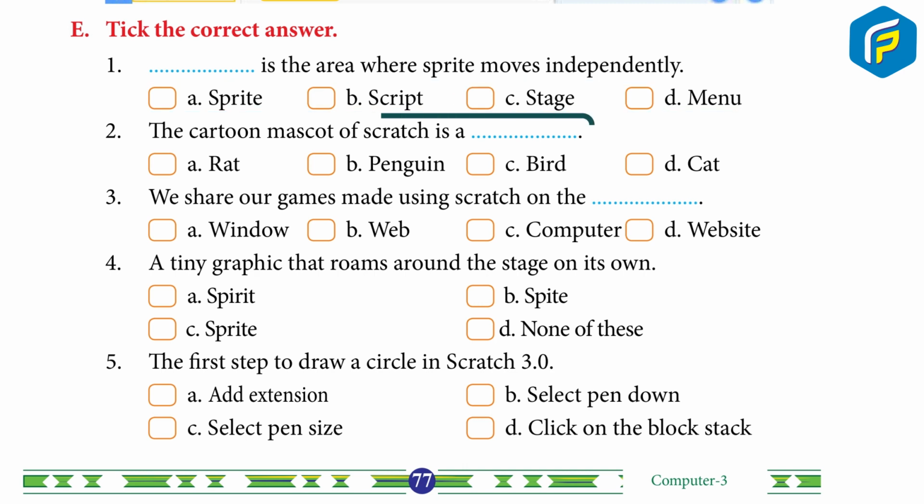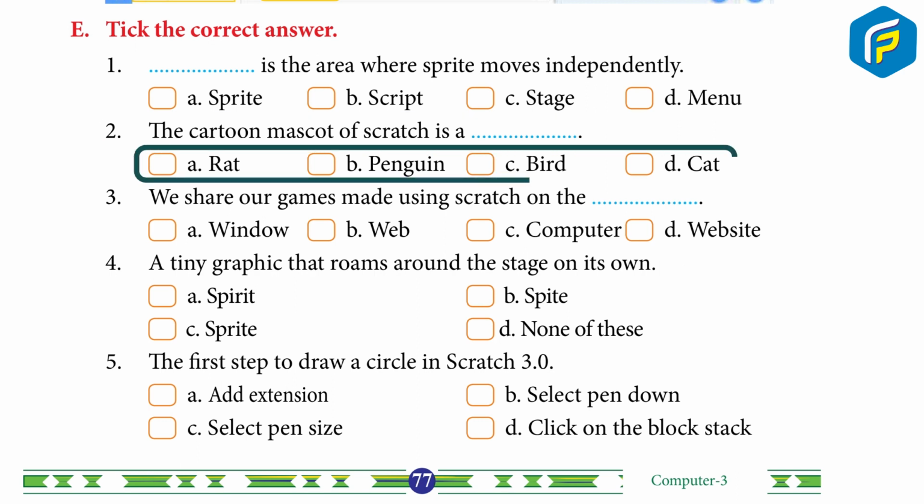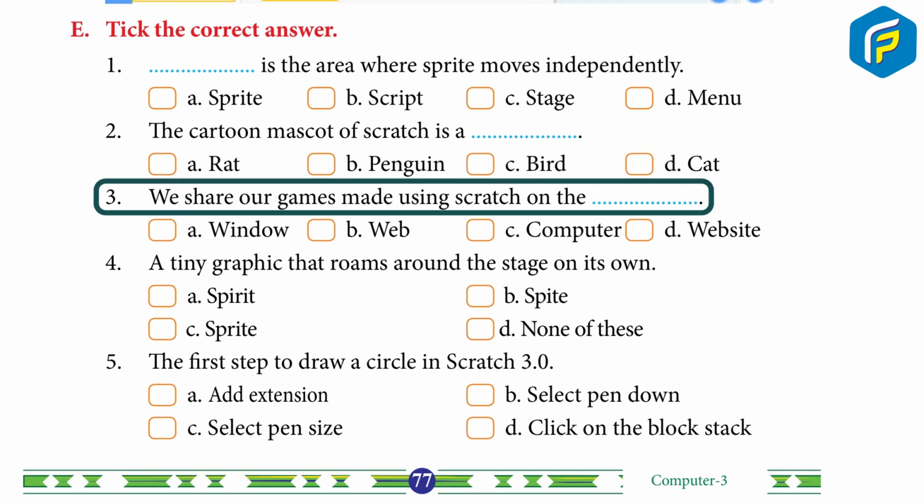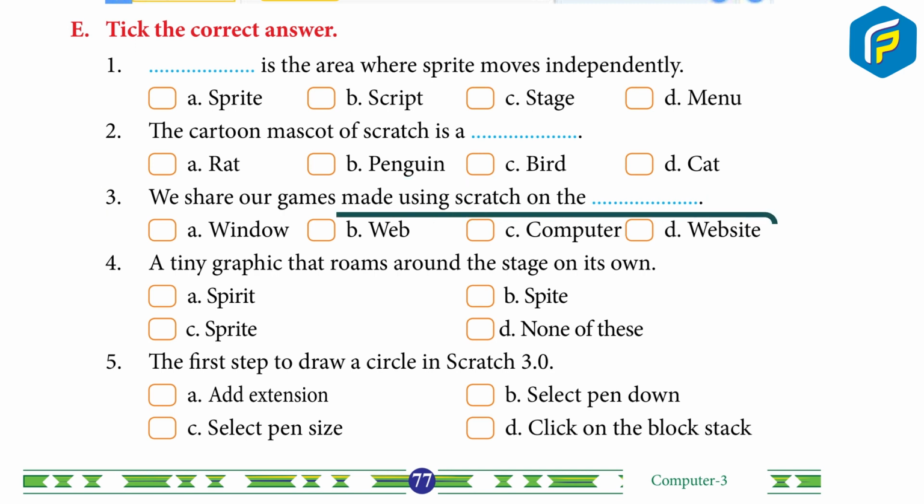Stage. 2. The cartoon mascot of Scratch is a dash. A. Rat. B. Penguin. C. Bird. D. Cat. Answer D. Cat. 3. We share our games made using Scratch on the dash. A. Window. B. Web. C. Computer. D. Website. Answer B.